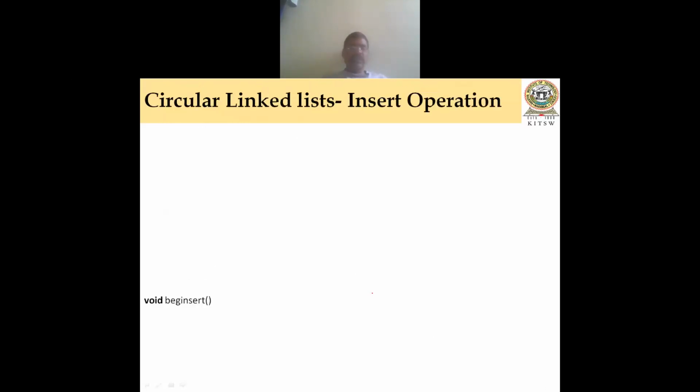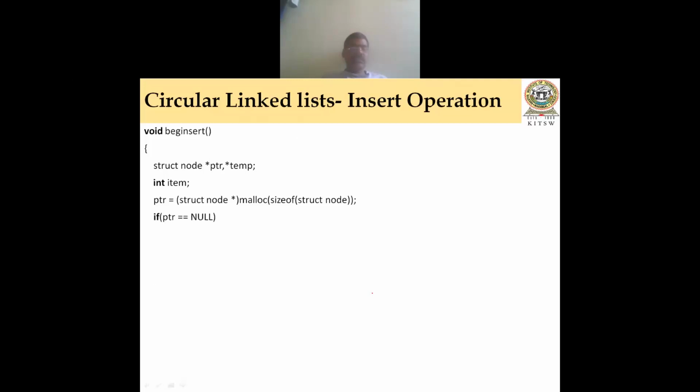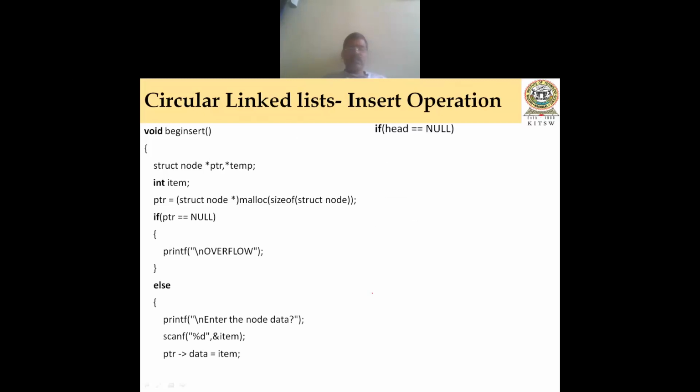So once we have this, now begin insert. Here we are taking a struct node star ptr and star temp, int item. We are creating memory for this ptr: struct node malloc size of struct node. If ptr is equal to null, then overflow. Else, enter the node data. We are reading the data, and ptr arrow data equal to item. If head is equal to null, then head is equal to ptr, and ptr next is equal to head.